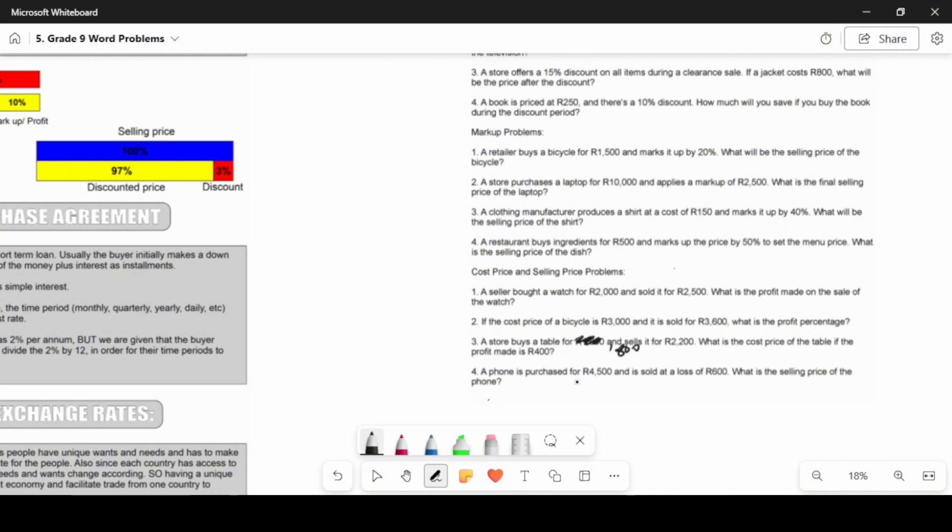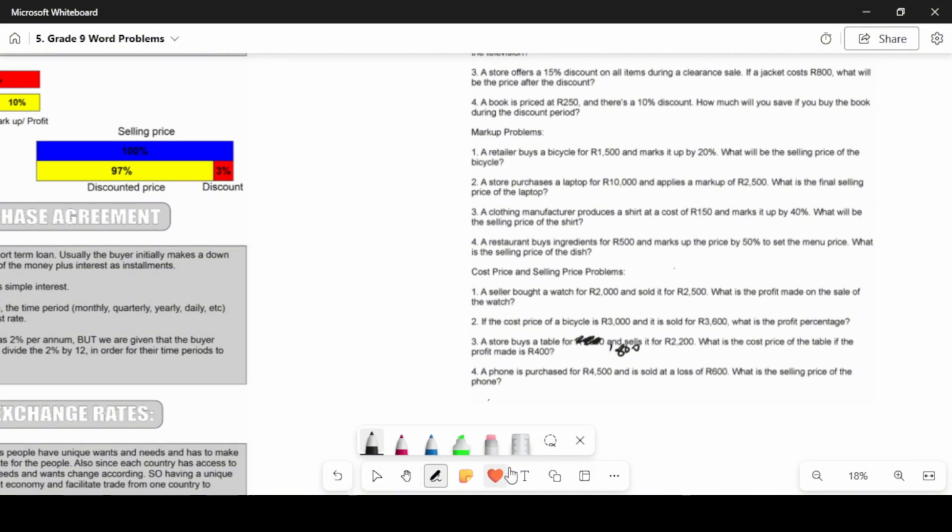A phone is purchased at 4,500 and is sold at a loss of 600. What is the selling price on the phone? So if it's sold at a loss of 600, it's basically saying that they sold it at a discount. Think about that. So exactly as I stated with the discount scenario, when a business sells something at a discount, they're basically selling it at a loss, right?